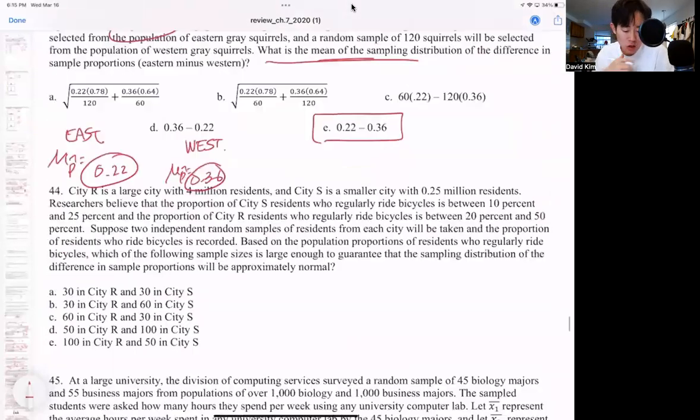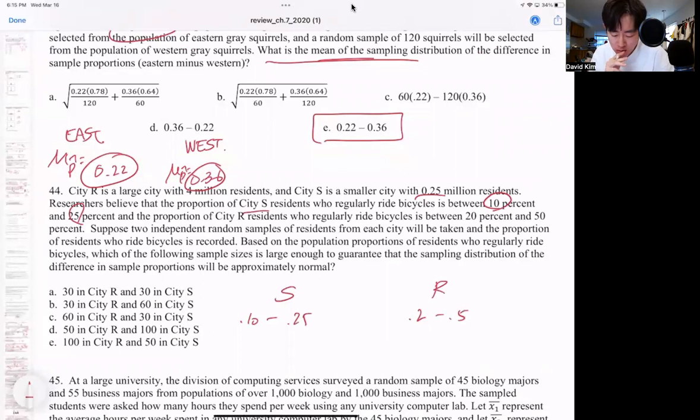Yes. 44, city R is a large city with 4 million residents, city S with 0.25. You can read that on your own. Those are your population numbers. It says that city S residents are between 10 to 25%, so I'm going to write 0.1, 0.25. City R is anywhere between 0.2 to 0.5.